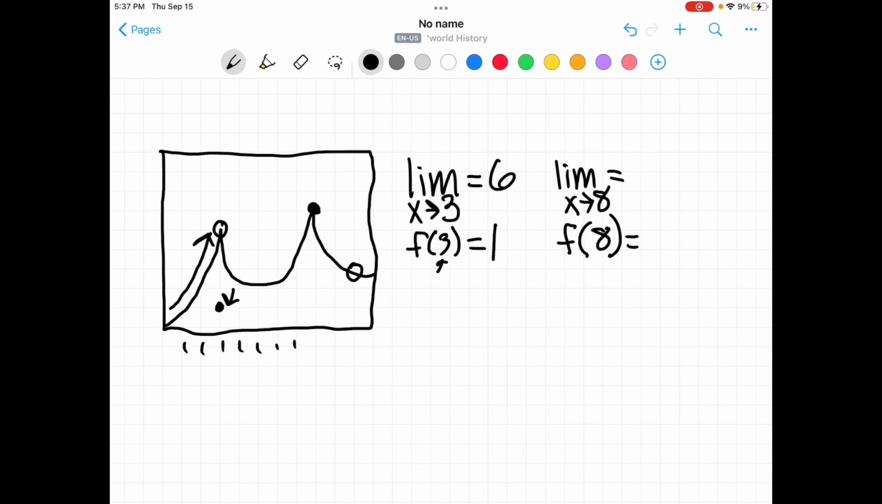Now the limit as it approaches 8, the behavior of the graph is going up, so it's going to be 8. It's the same thing for the function too. It is a closed point and it's aligned with the graph, so it is also going to be 8.